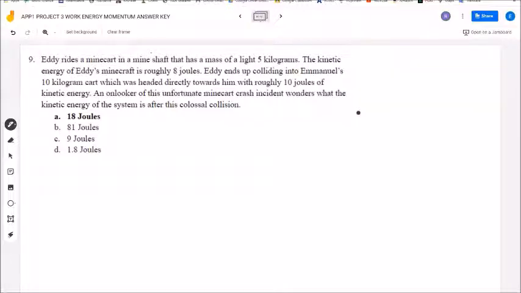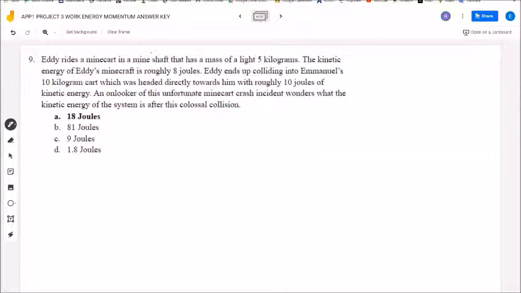Eddie rides a minecart in a mine shaft that has a mass of 5 kilograms. Number 9, by the way. Oh, what did I say? Number 8. My bad, I meant number 9. Sorry. The kinetic energy of Eddie's minecart is roughly 8 joules. Eddie ends up colliding into Emmanuel's 10 kilogram car headed directly towards him with roughly 10 joules of kinetic energy. An onlooker of this unfortunate minecart crash incident wonders what the kinetic energy of the system is after this colossal collision. So this question right here is asking about that.